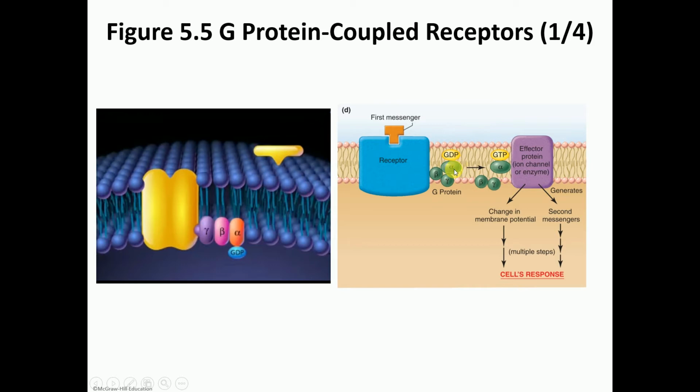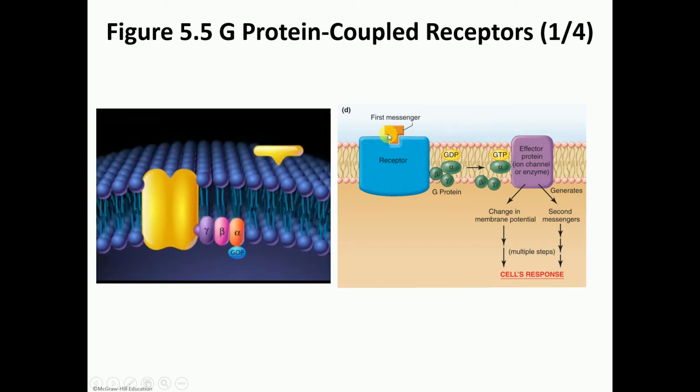The alpha subunit has a GDP attached to it. GDP is kind of like a cousin of ATP. It does store energy as well within the phosphate bonds. And you've got your transmembranous receptor. You have your G protein attached to the receptor as well. So let's talk about how the sequence of events will happen.